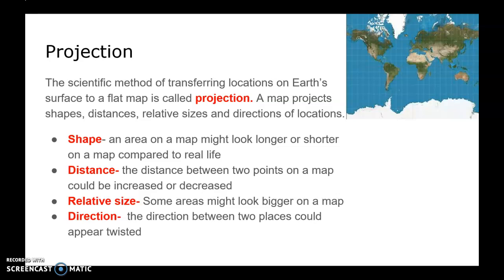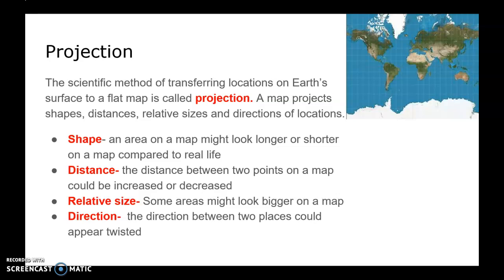When we look at the world depicted on a flat surface, we notice that the area on a map might look longer or shorter in comparison to what it actually looks like in real life. So that's what we mean when we say that shape could be distorted. We also can see distance distorted. For example, the distance between two points on a map could be increased or decreased in order to make that more visually appealing to us and for us to be able to comprehend the land masses that exist.